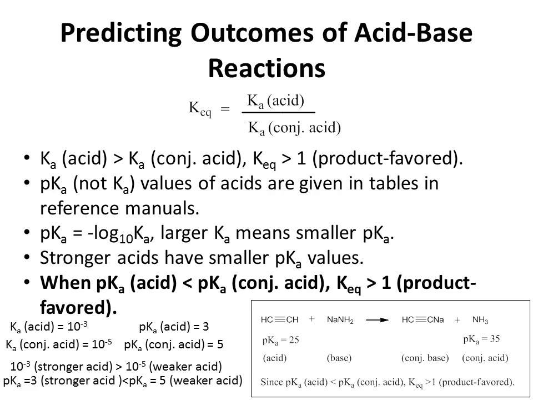What do we discover? Well, we found that the pKa of our acid is actually less than the pKa of our conjugate acid, which means that KEQ, as we've already said, would be greater than 1, and thus this reaction is product favored.